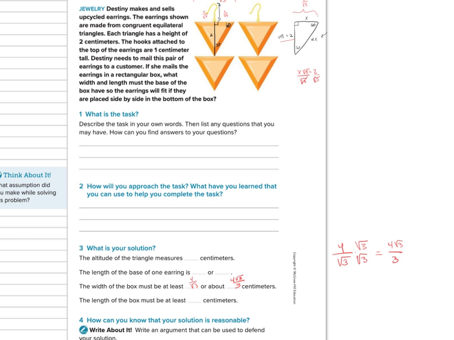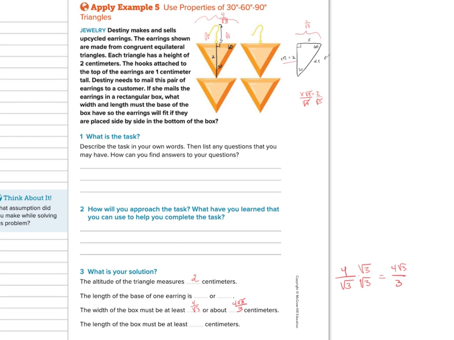Let's see, what else do we know? We know that the altitude of the triangle measures approximately 2 centimeters because they told us that. That was part of the given information. And the length of the box for one earring, sorry, this goes up here, right? I put it in the wrong spot. The length of the box for one earring is 4 square root of 3 over 3. I put it in the wrong location.